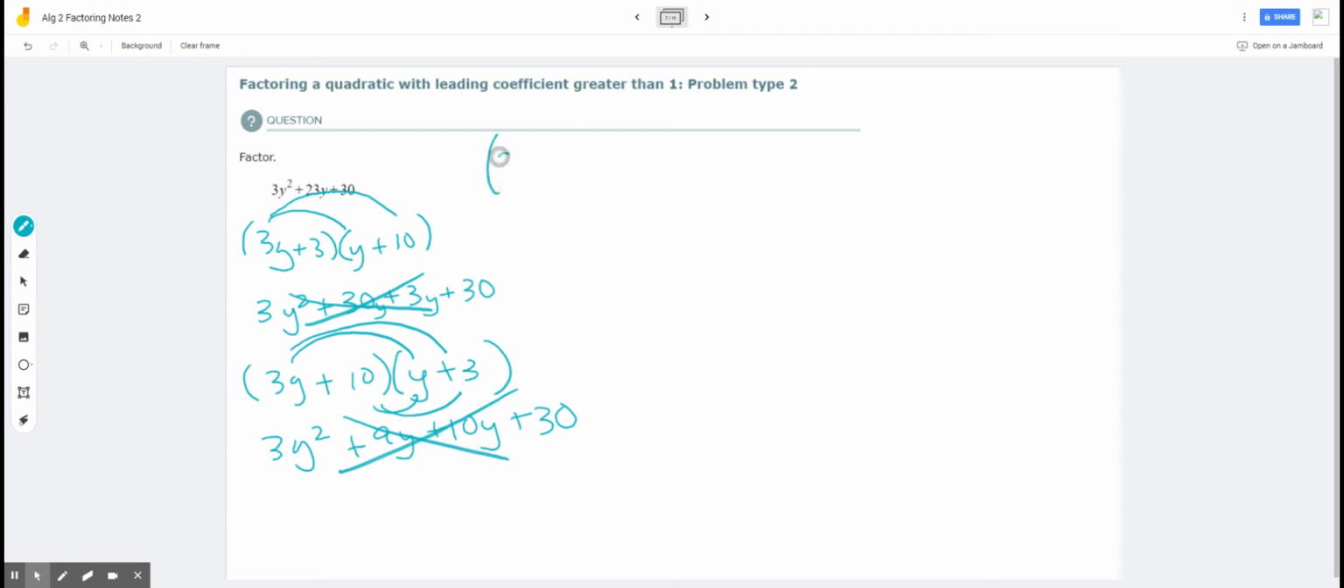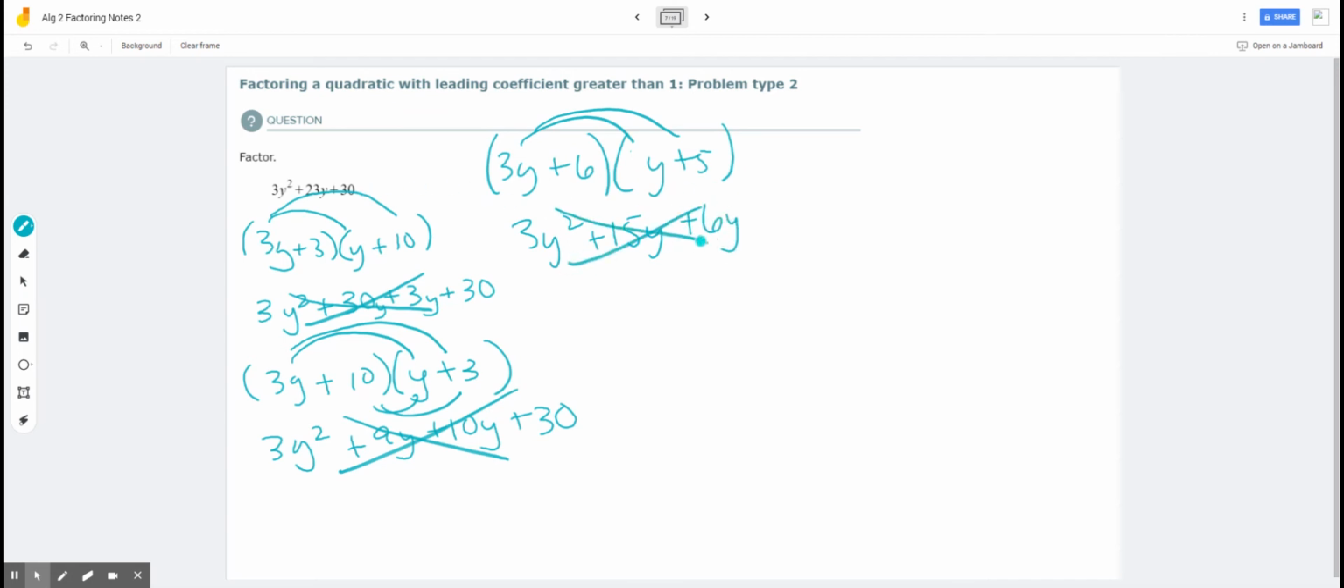So let's try 3y plus 6, 3y plus 5, 5 times 6. I'm not going to do 2 times 15. Maybe I should have. I jumped from 3 and 10 to 6 and 5. 9y squared. Oops, that's not right. This is why we check. There's no 3 there. Silly me. 3y squared plus 15y plus 6y. That's 21, not 23. Nope.